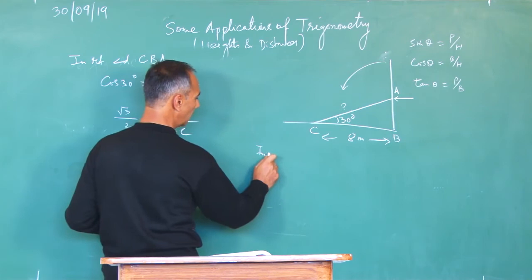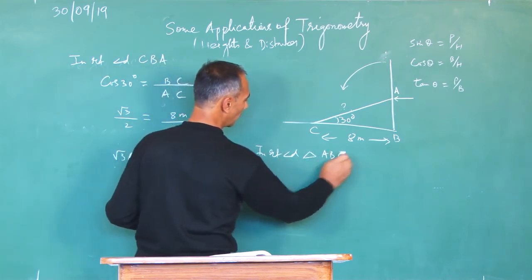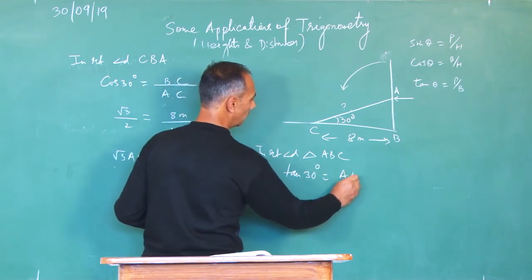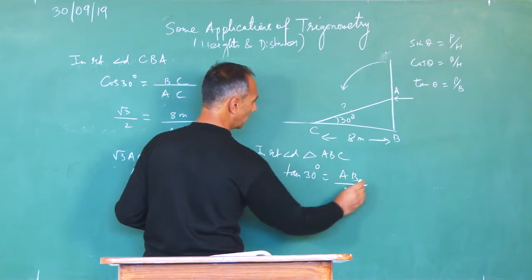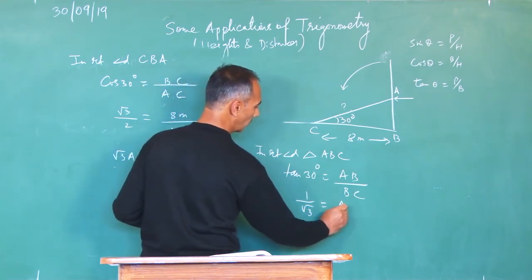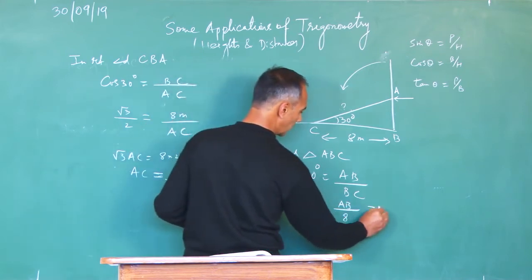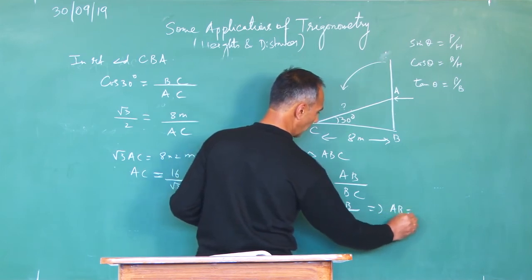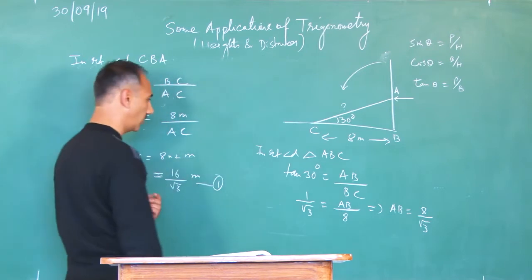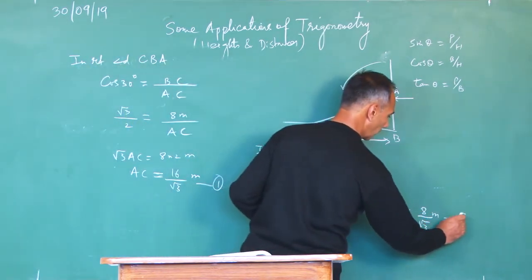So that means in right angle triangle ABC, tan of 30 degrees is AB upon BC. Tan 30 is 1 upon square root 3, which is equal to AB upon BC, and BC is 8. So this gives you AB is equal to 8 by square root 3. I have retained square root 3 in the denominator so that I could take the LCM. This is 8 by root 3 meters, equation 2.